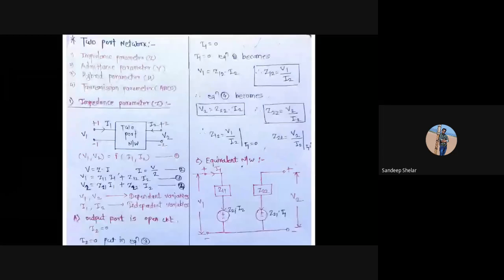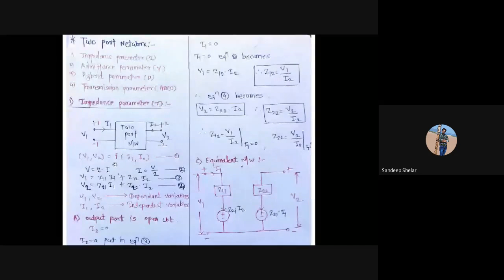This is the circuit of the two-port network in which the input voltage is V1 and the output voltage is V2. Current I1 flows from the input side and current I2 flows from the output side. In the impedance parameter, voltage depends on current; the input and output voltages are functions of I1 and I2.